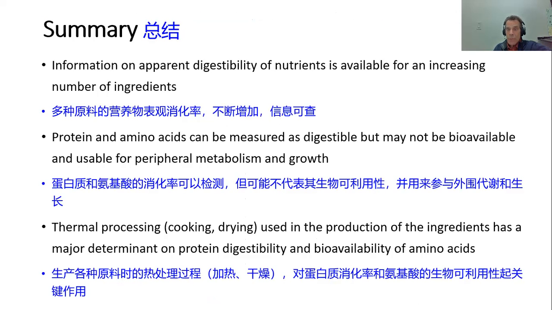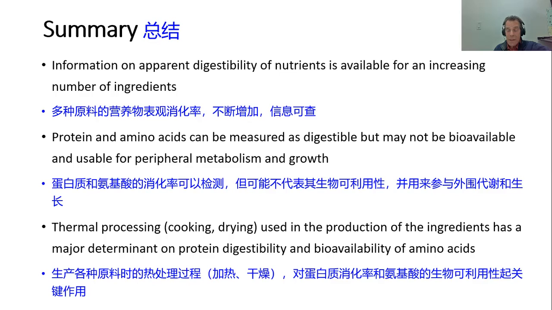So in summary, for this lecture, there is information on apparent digestibility and nutrients available for an increasing number of feed ingredients. This information needs to be reviewed carefully because it is not always reliable and relevant. You have to be careful. Something can be measured as digestible, but may not be bioavailable and usable by the metabolism of the animal to grow. You have to be careful about this. A measure of digestibility is a measure of disappearance, not a measure of usability. It's useful, but not perfect.